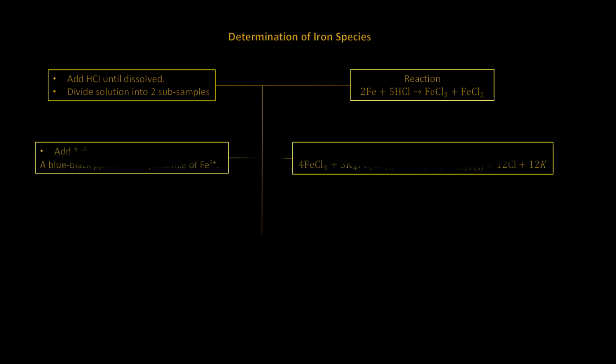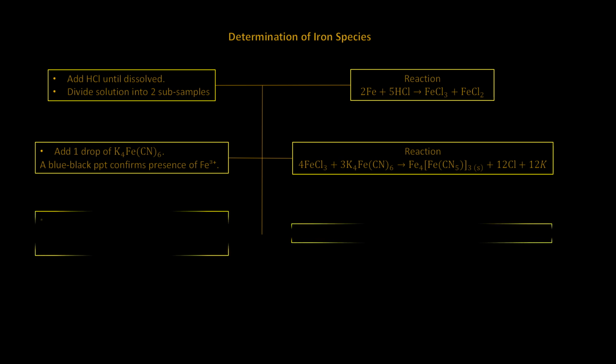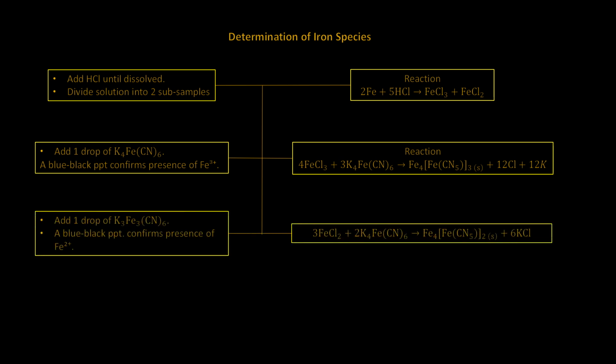To the first test tube, 1 drop of potassium ferrocyanide is added. If a blue-black precipitate forms, it confirms the presence of ferric iron. To the second test tube, add a drop of potassium hexacyanoferrate(III), commonly referred to as red prussiate. A black precipitate confirms the presence of ferrous iron. Both may be present in the sample.